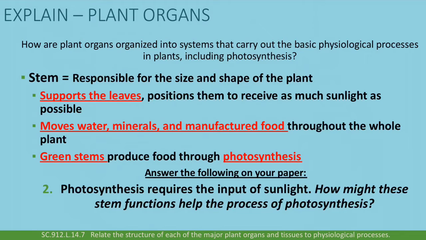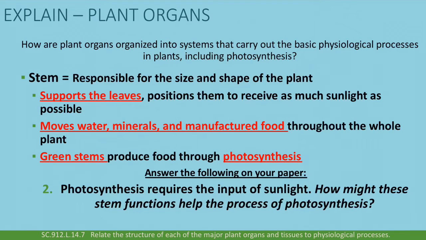And last up, green stems produce food through photosynthesis. This is not to say that brown stems don't use photosynthesis, just that green stems produce more chlorophyll. The more chlorophyll you have, the more able you are to do the process of photosynthesis.